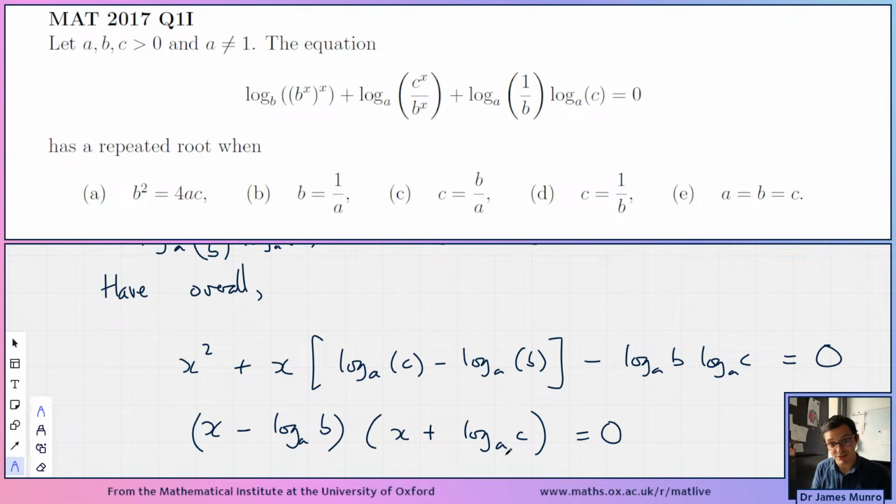If that looks like magic, then you have this alternative to calculate the discriminant. Anyway, if this is a repeated root, then these things are supposed to be equal, including the minus sign, which means that c should be 1 over b, so that these terms can be equal, including the minus sign, which is d. Nice. Okay.